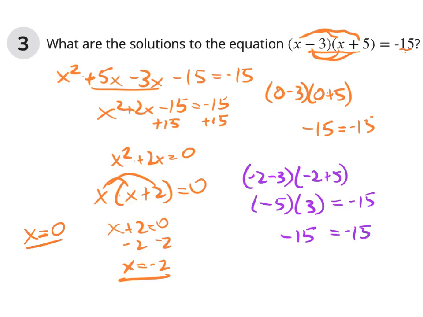So my point of intersection, my solution is 0, negative 15. And my other point is negative 2, comma, negative 15. So there we go. 2 points of intersection.